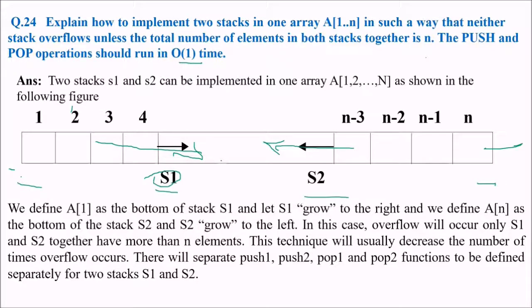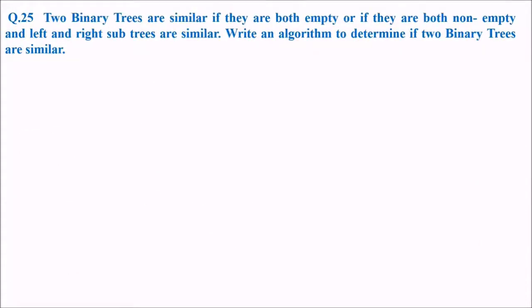So in this case, overflow will occur only when S1 and S2 have more than n elements together. So this technique will usually decrease the number of times overflow occurs. There will be separate push and pop operations which can be defined on S1 and S2.